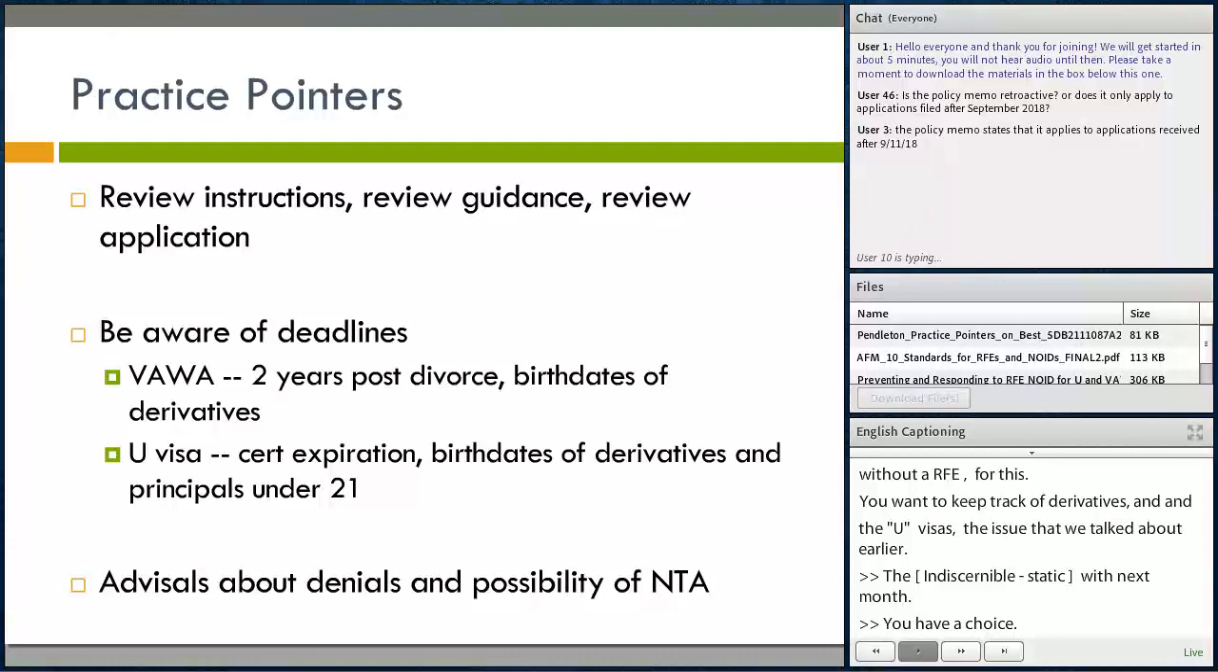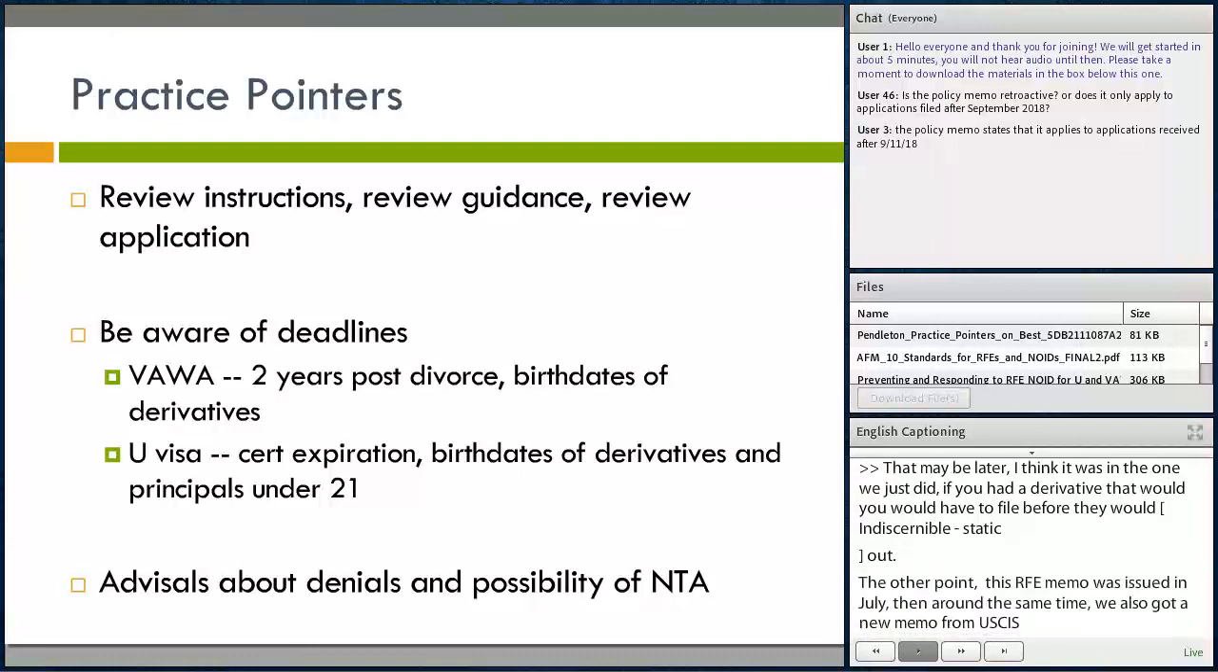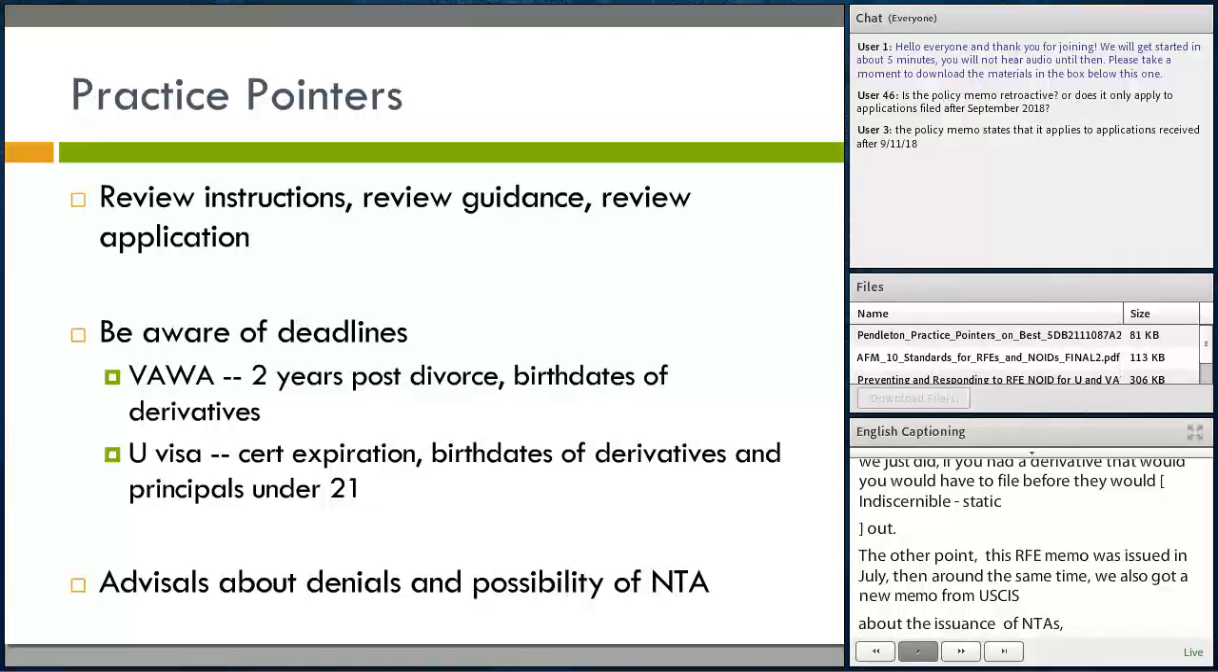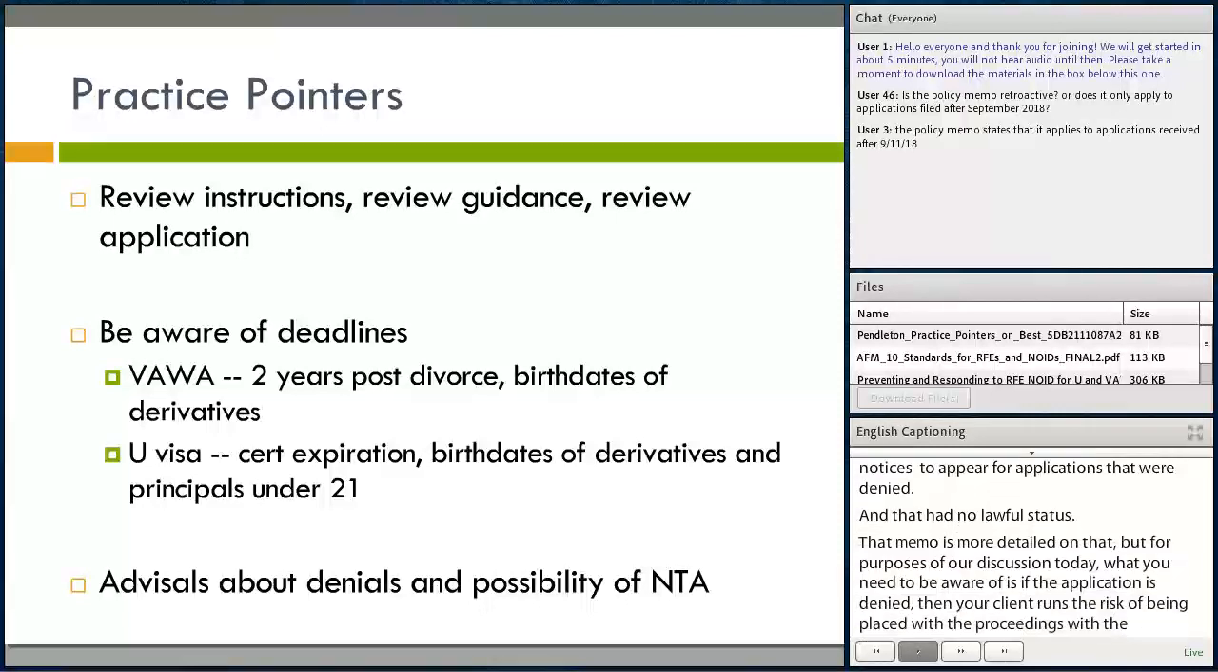And then the other point is that this RFE memo was issued in July, and then around the same time we also got a new memo from USCIS about the issuance of NTAs, of notices to appear, for people whose applications had been denied and who were removable, who had no lawful status. That memo is a little bit more detailed than that, but for purposes of our discussion today, the thing to be aware of is that if the application is denied, then your client runs the risk of being placed into removal proceedings, being issued an NTA. The NTA memo is currently not in effect for humanitarian applications.